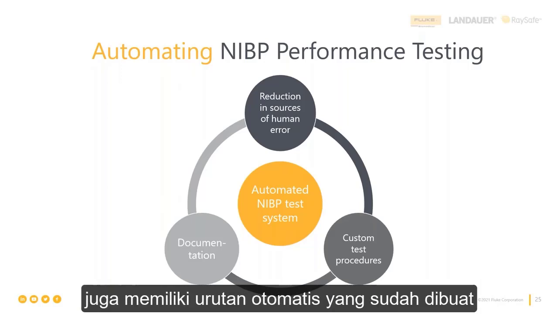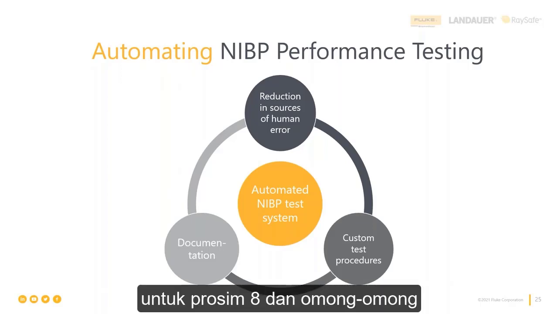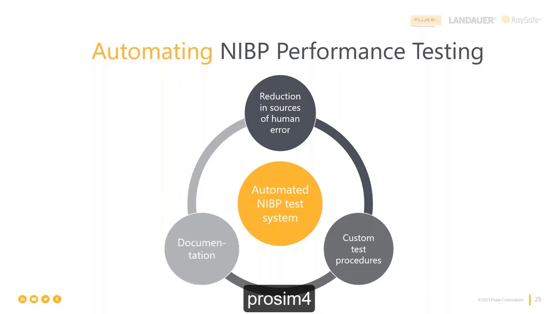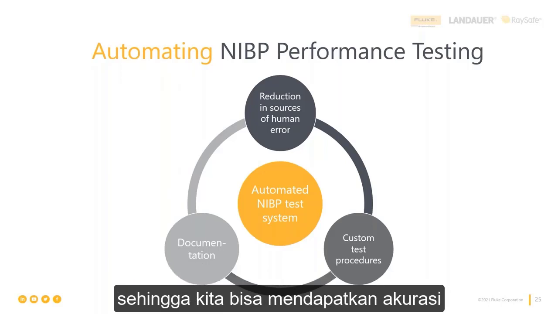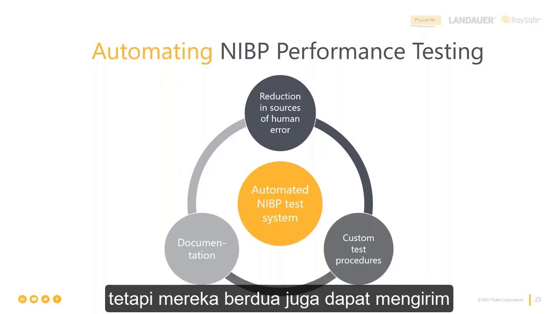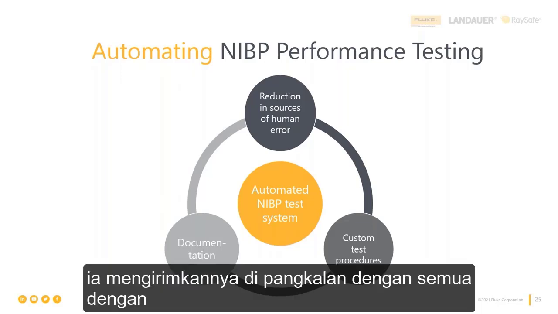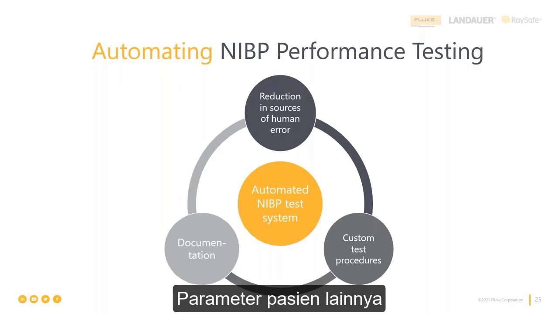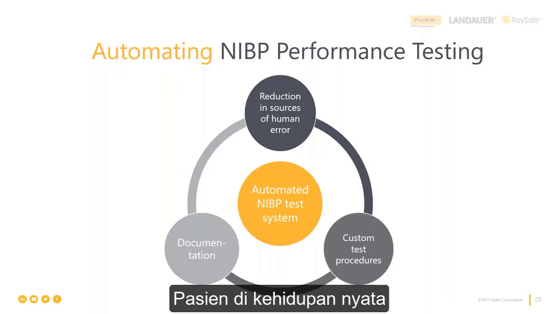But we also have auto sequences already built in to the ProSim 8 and, by the way, into ProSim 4. Those are our two simulators that are able to produce an NIBP signal. They're both able to measure static pressure, so we can get the accuracy, but they're also both able to send the dynamic simulation, and it sends it on the base with other patient parameters, so that everything comes to the monitor, including NIBP, as if it were coming from a real life patient.